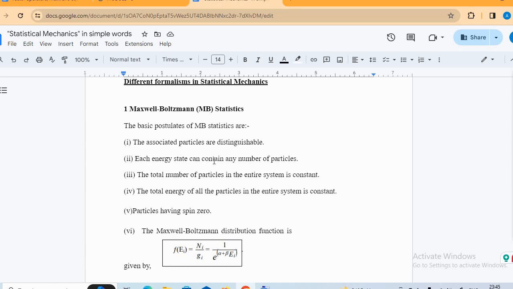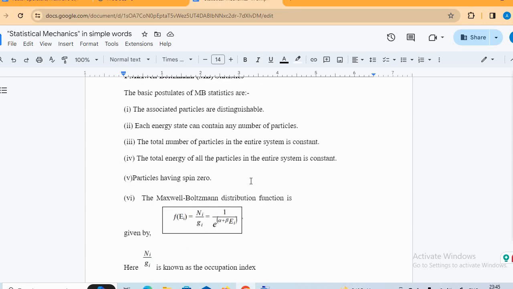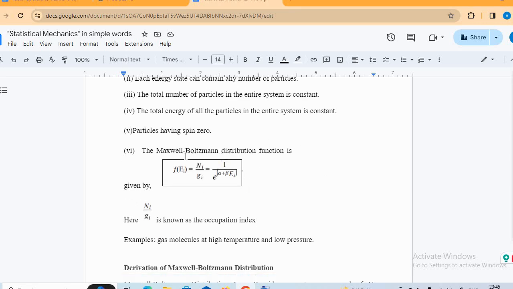And here you can place any number of particles in any number of energy states. Even you can put all the particles in one state, and other states are vacant. This is applicable. The most important part is that in the case of Maxwell-Boltzmann, the distribution, which is known as the occupancy index, n divided by g, where n is the number of particles in different states and g represents the number of states, is given by this particular relation.